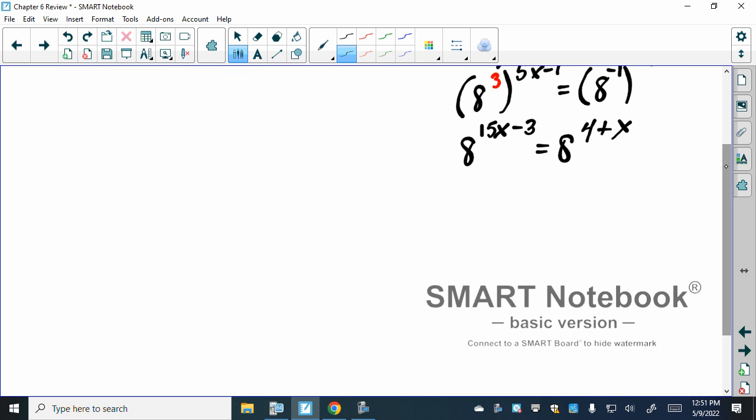Now whenever the bases are the same, the exponents have to be also. So what that's telling us is that 15x minus 3 is equal to x plus 4. All I did was flip the 4 and x, and it will give us the exact same thing.